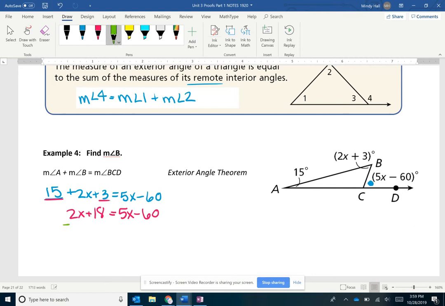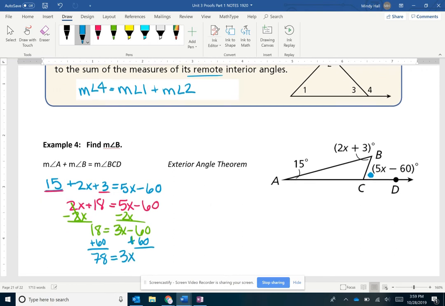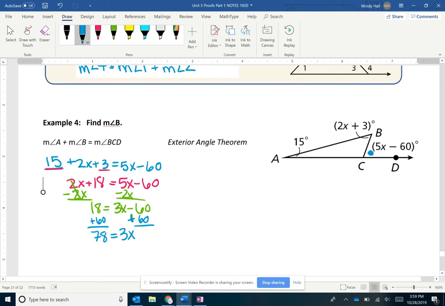Then I would personally subtract the 2x so I could keep my x positive, and that would give us 18 equals 3x minus 60. Then add your 60 so that you can get it away from the x, and that would give you 78 equals 3x. And when you divide 78 by 3, that gives you x equals 26.